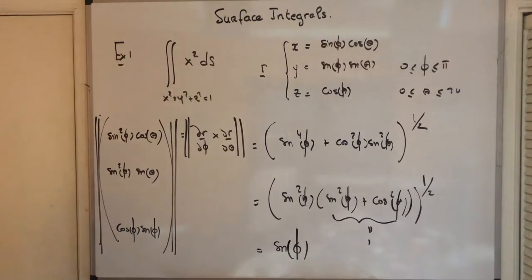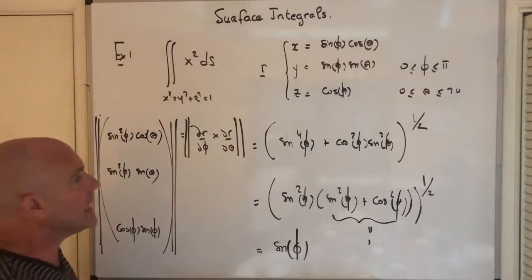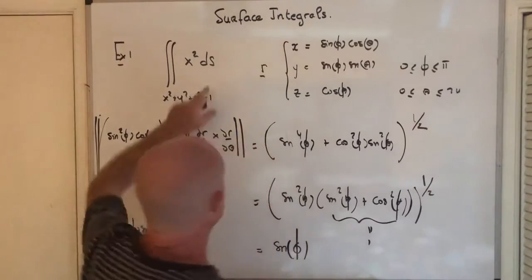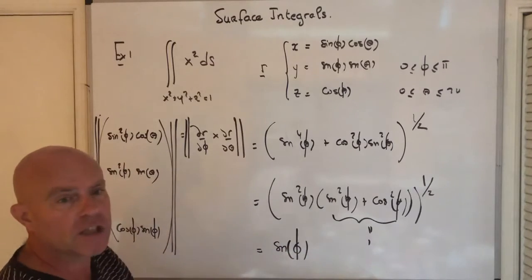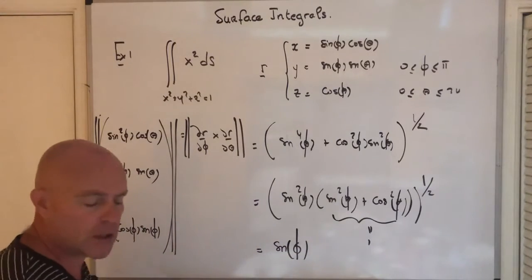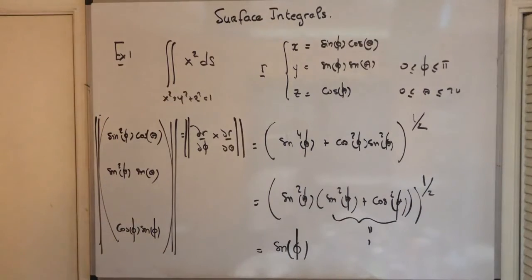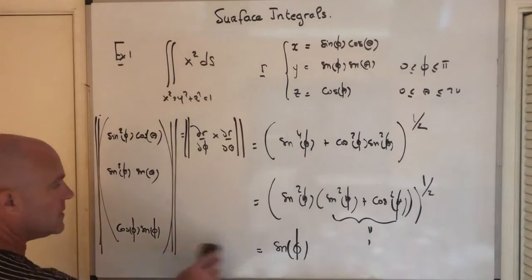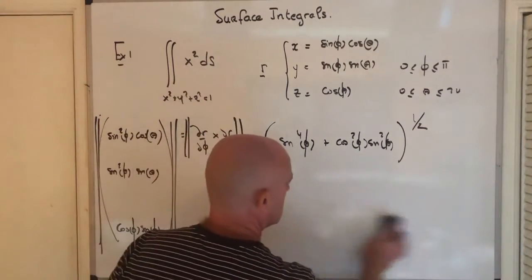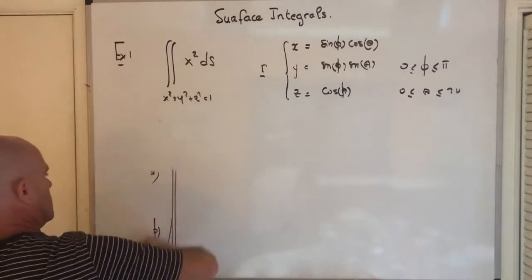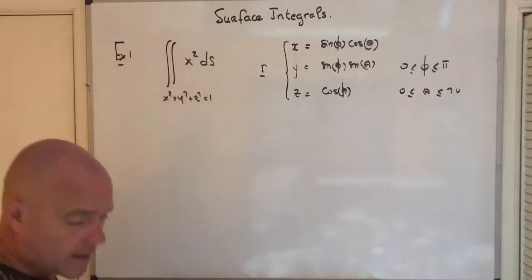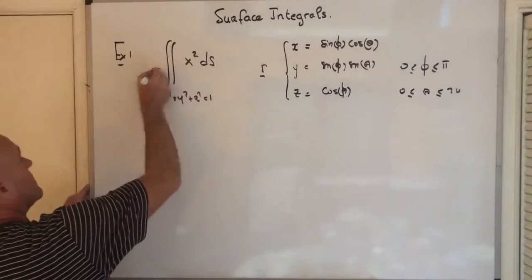Alright, so now I will be able to compute x squared. So this is ds, in other words. ds will be sine phi times d phi d theta, or d theta d phi, depending upon which is the order in which I want to integrate this. Alright, so this is the only thing I need to remember. A lot of work for almost nothing.